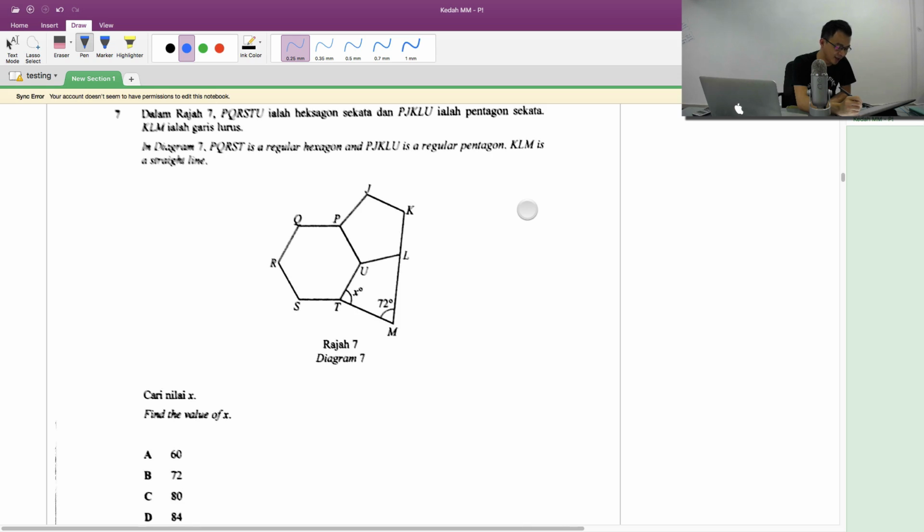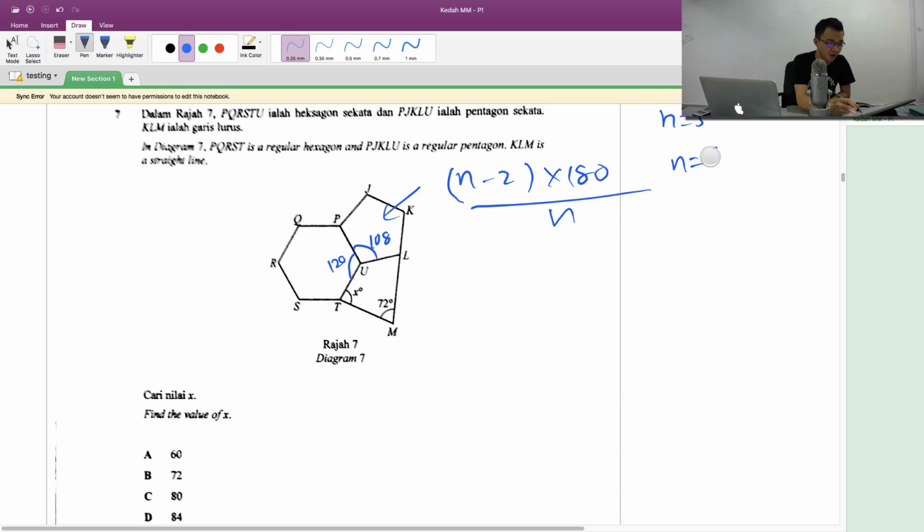So in order to find the x value, regular hexagon, we know interior angle is 120. Regular pentagon, I know angle is 108. Alright, how do I know that? You just use n minus 2 multiply 180 divided by n. This is how to find the interior angle. Like pentagon n equals to 5, hexagon n equals to 6.